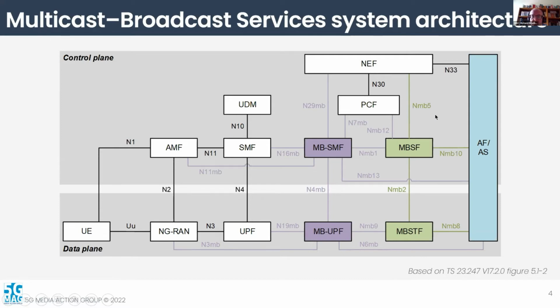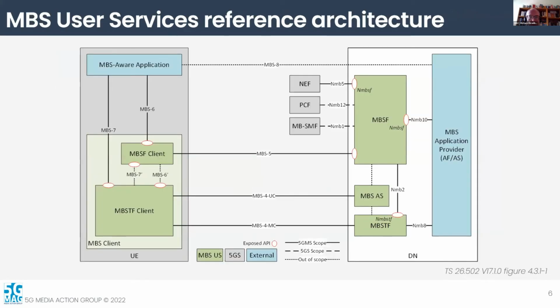So these two green functions were defined by SA2, but they left their specification, this 23247 specification, at that, and they asked the SA4 group to flesh out those functions and those reference points. So that's what really this talk is about. And so in SA4, what we did is we've created this higher level model called MBS user services. So you see the MBSF as before and the MBSTF as before, and then they have their counterparts in the client space. So there's this MBSF client that talks to the MBSF, and there's an MBSTF client that talks to the MBSTF. So it's all very straightforward and simple.